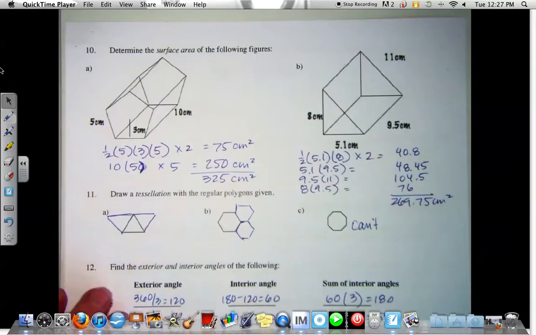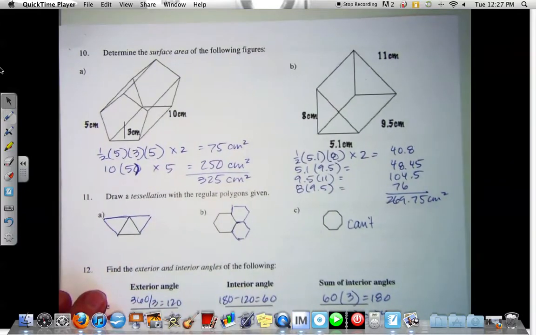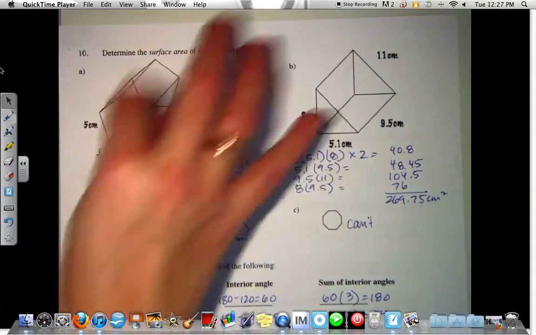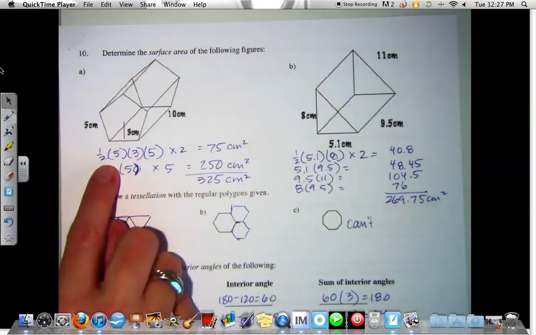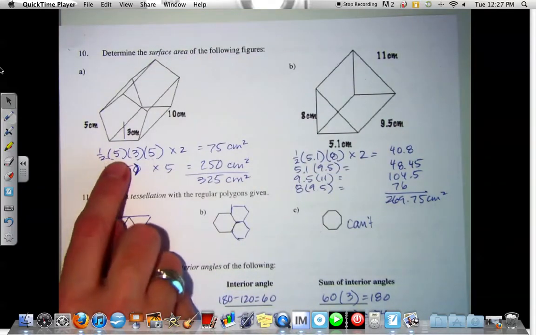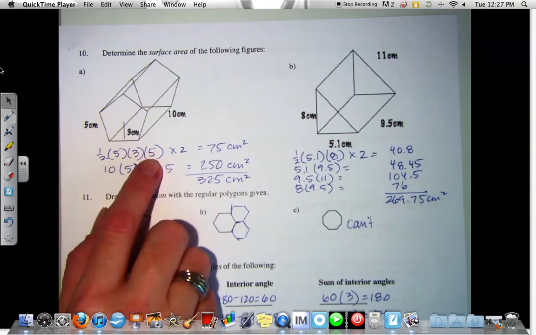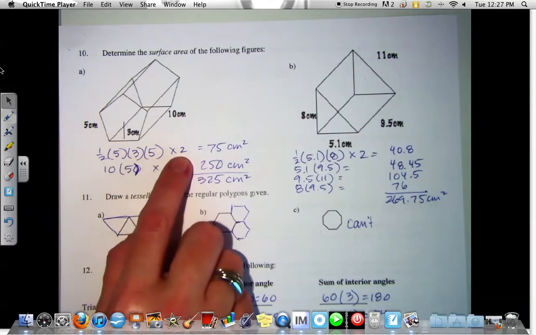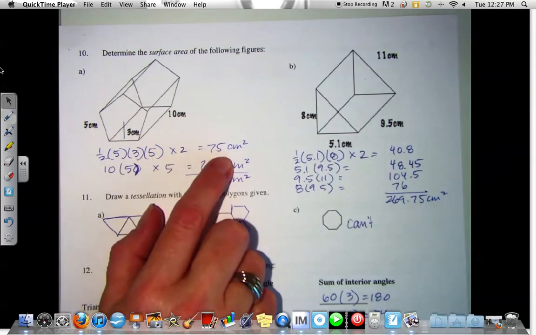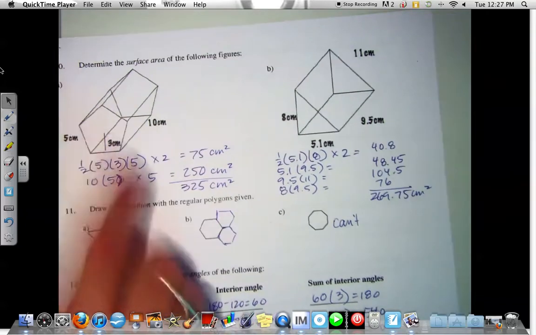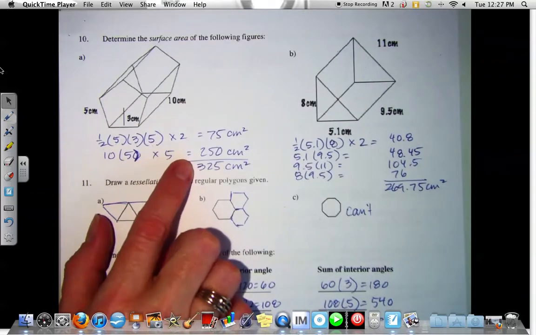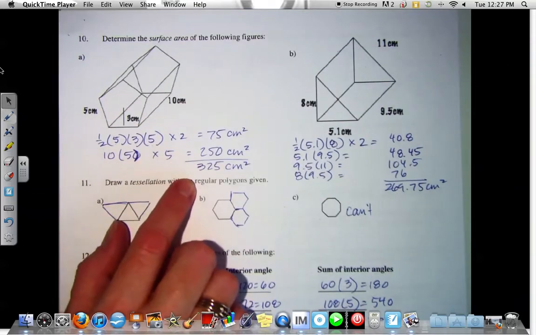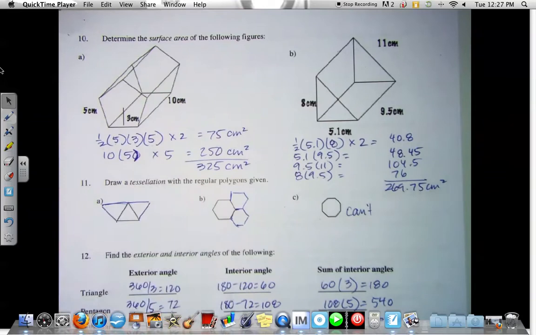Number 10, you have a pentagonal prism. You need to find the area of the 2 pentagons and then 5 rectangles. So the pentagons are 1/2 times 5 times 3 times 5. There's 2 of those for a total area of 75. And then the rectangles are 10 by 5, and there's 5 of those for an area of 250 for a total of 325 centimeters squared.